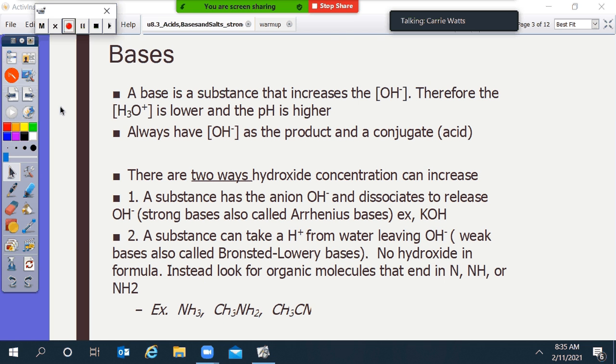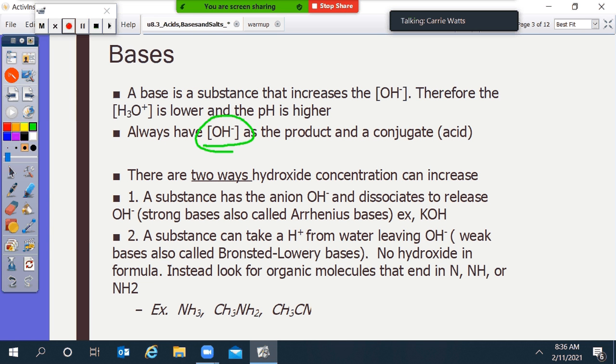Okay, so pH is always higher than 7. The hydroxide concentration is always greater than the hydronium concentration. And in an acid base, you always have hydroxide as the product and a conjugate acid. Okay, so this is going to be important when we write the equations. When we wrote the acid equations, we always had hydronium as a product and a conjugate as well.